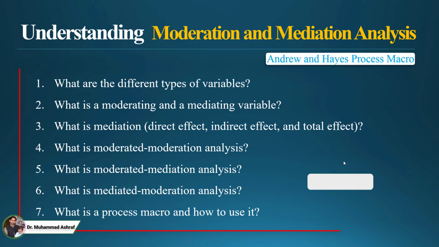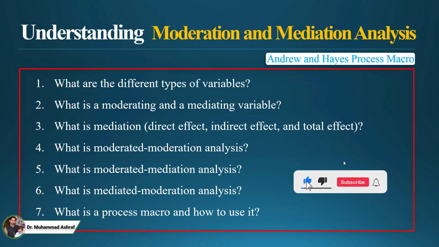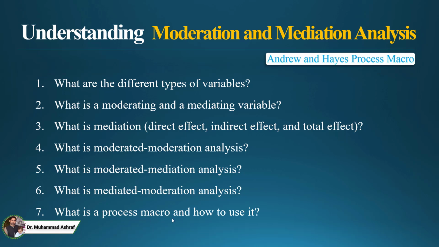This tutorial covers 7 points. Number 1, what are the different types of variables? Number 2, what is a moderating and a mediating variable? Number 3, what is mediation, which covers direct effect, indirect effect and total effect. Number 4, what is moderation analysis? Number 5, what is moderated mediation analysis? Number 6, what is mediated moderation analysis? And 7, what is process macro and how to use it?